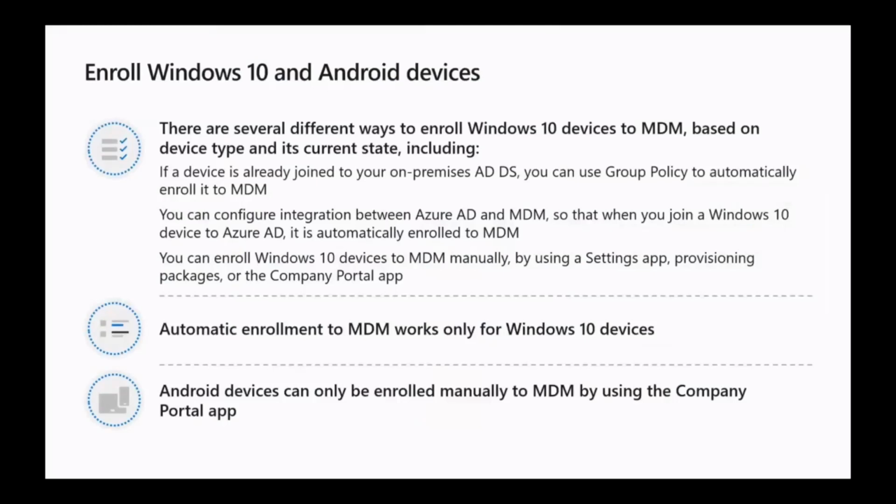And as another option, you can enroll Windows 10 and Windows 11 devices to MDM manually by using the settings application, provisioning packages, or even the company portal application as well. Automatic enrollment to MDM works only for Windows 10 and Windows 11 devices, not for previous versions of Windows. But also, Android devices can only be enrolled manually to MDM by using the company portal app, and the same can be applied to iOS devices.